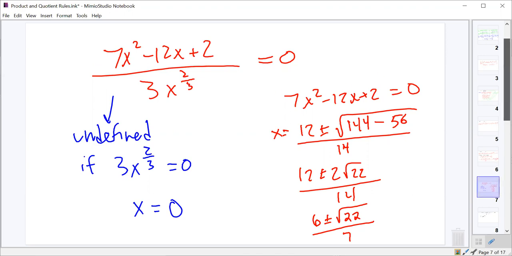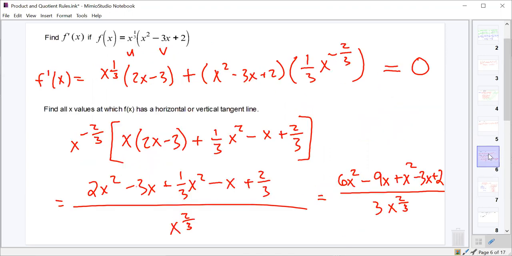Can you go back a slide real quick? Sure. Okay, thanks. Can you explain one more time how you got 1/3 x squared minus x plus 2/3? This part of it right here? Yeah, that part.